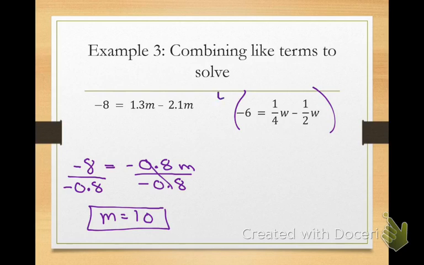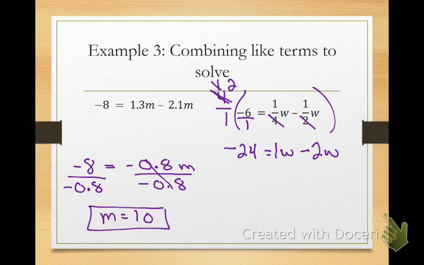4. I'd multiply everything by 4. That means negative 6 over 1. Well, what's 4 times negative 6? Negative 24. Now, on the second fraction, my 4 is cross-reduced to a 1. So 1 times 1w is 1w. And then I cross-reduce my 2 and my 4 to make a 2. And 2 times negative 1w is negative 2w. And then I would just solve.